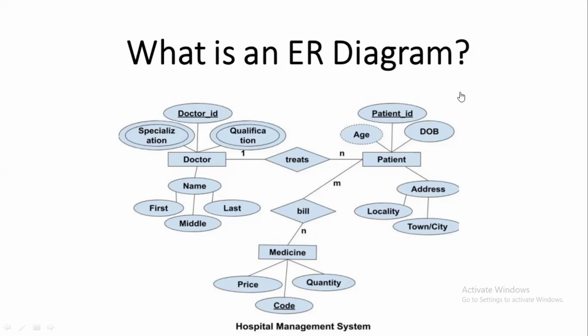In simple words, we can say an entity relationship diagram, or ERD, is a graphical representation of the database structure. The ER diagram is also known as the ER model. ER diagrams are created based on three basic components: entities, attributes, and relationships.